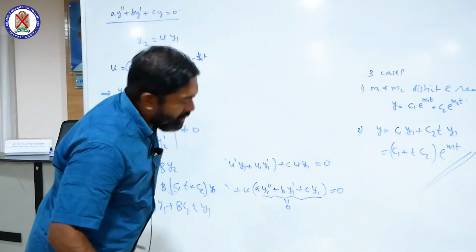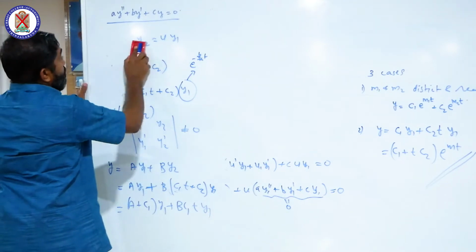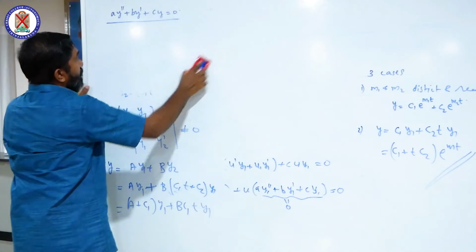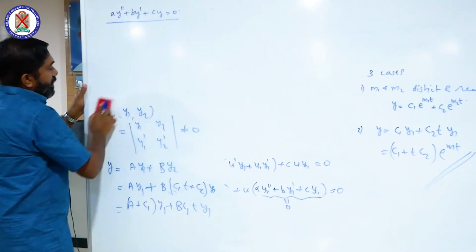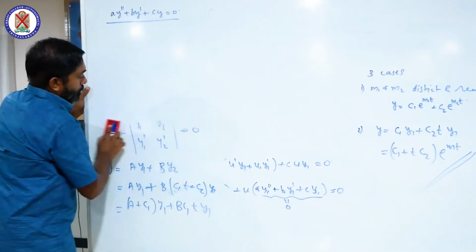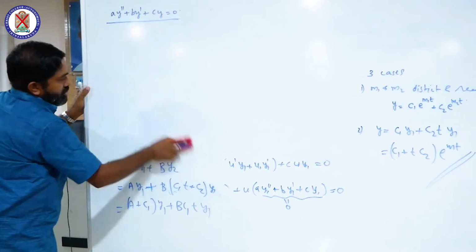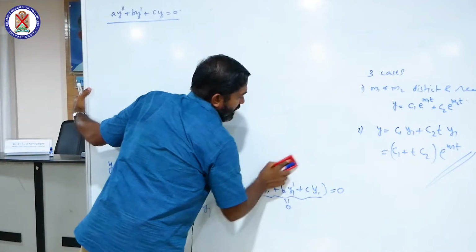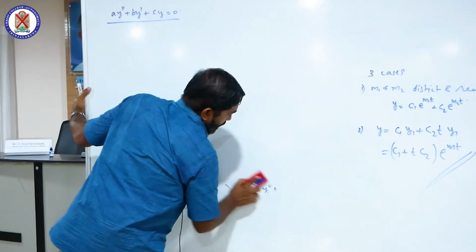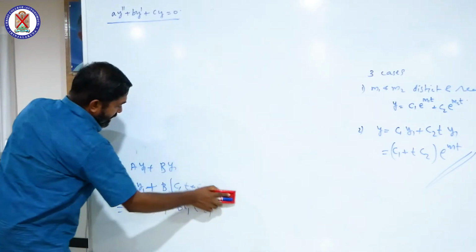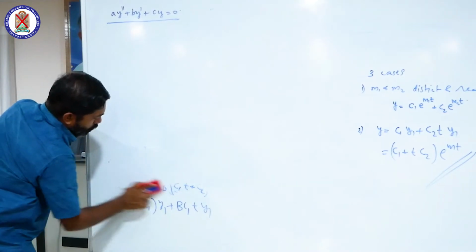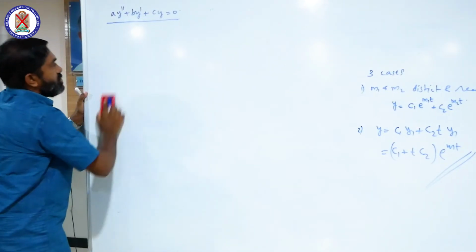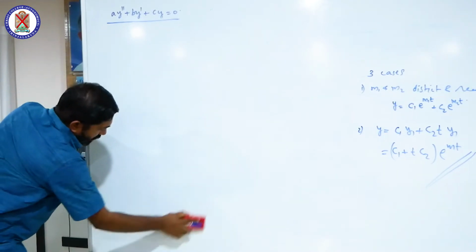Okay, if we have b square minus 4ac equal to 0, or if we have equal roots for the auxiliary equation, then the general solution can be taken in the form y equals c1 plus t c2 into e raised to mt, where m is the root of the auxiliary equation. Now we have one more case.